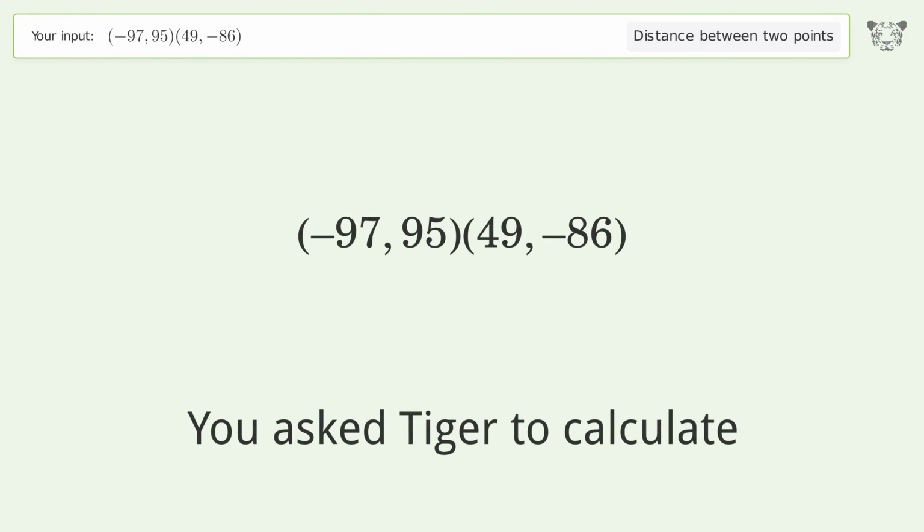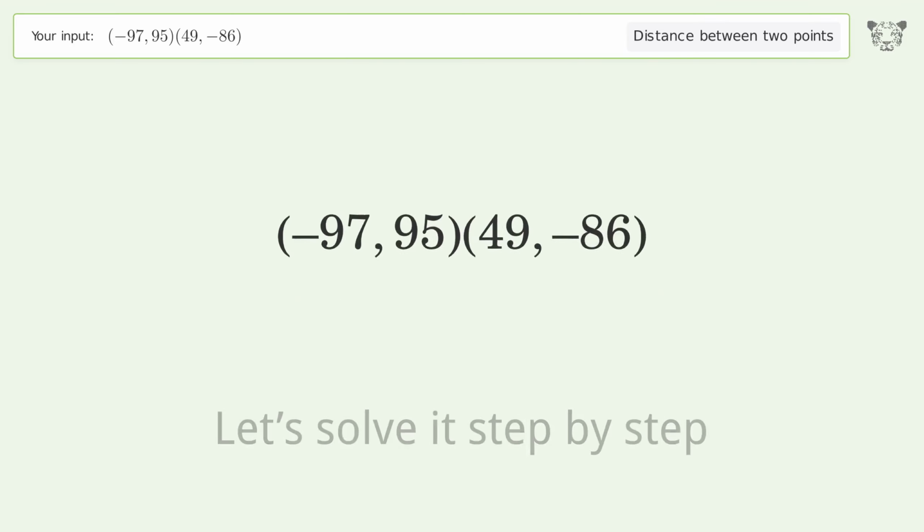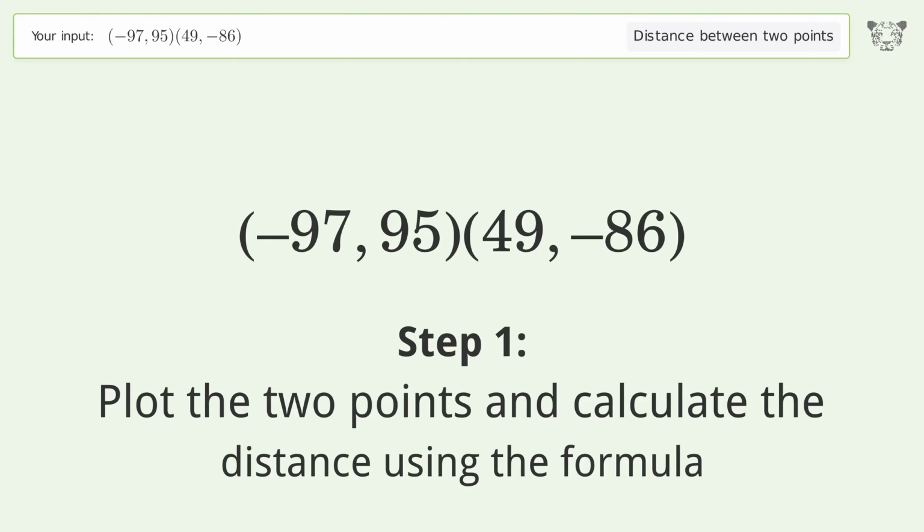You ask Tiger to calculate. This deals with the distance between 2 points. The distance between the 2 points is the square root of 54,077 or 232.545. Let's solve it step by step. Plot the 2 points and calculate the distance using the formula.